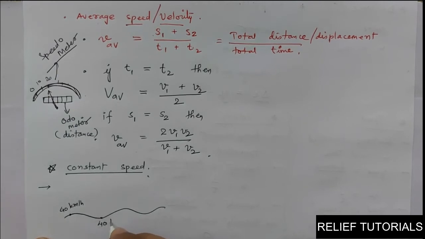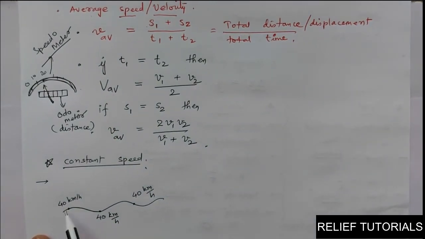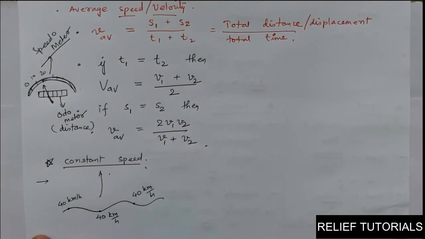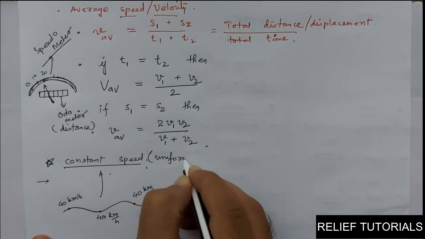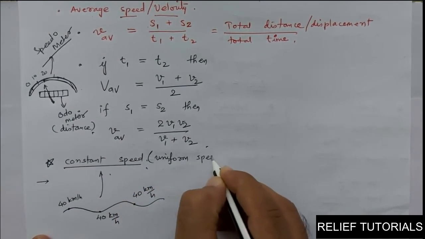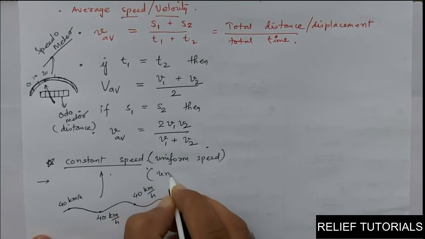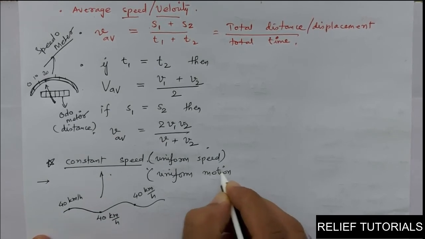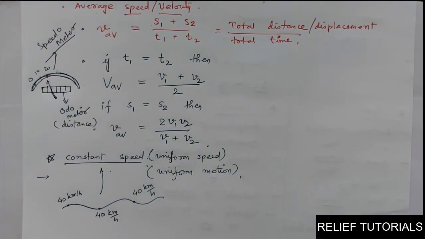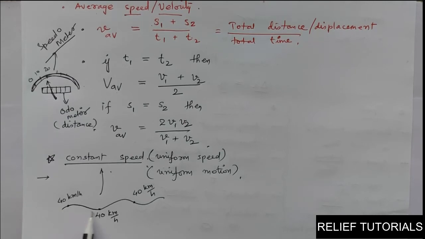So here also the speed of this particle, let us say, is 40 km per hour. Here also the speed is 40 km per hour. So can we say that here the speed of the particle remains constant? So this particle travels with the constant speed. If you remember, it is also called as uniform speed, also called as uniform motion. Number of words for the same. So here the speed remains constant.